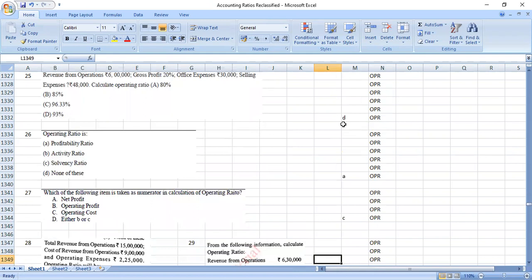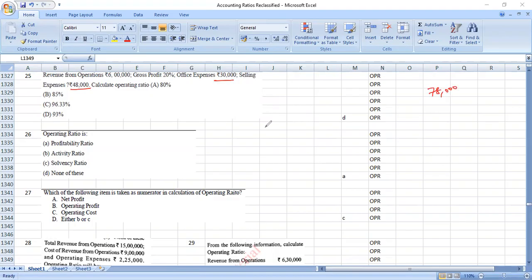Revenue from operations 6 lakh, gross profit 20%, office expenses 30,000, selling expenses 48,000. Calculate the operating ratio. Operating ratio is cost of revenue from operation plus operating expense. Operating expenses are office expense 30,000 and selling expense 48,000, so total operating expense is 78,000.